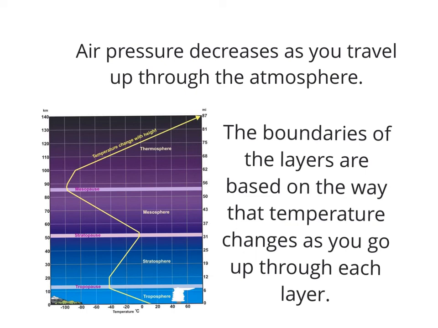The other measurement that changes is temperature. But what's interesting is the temperature doesn't change consistently the way air pressure does. In some layers, as you go up, the temperature increases, but in other layers, as you go up, the temperature gets colder. It's that difference in how temperature changes that allows scientists to make boundaries between one layer and the next.